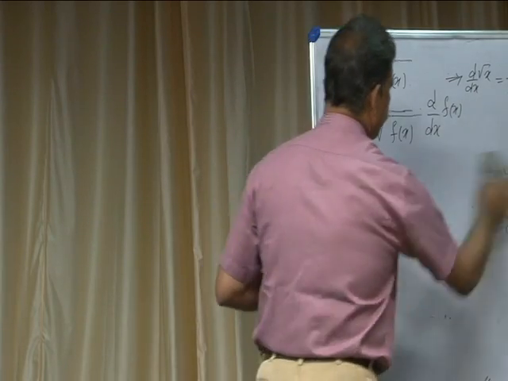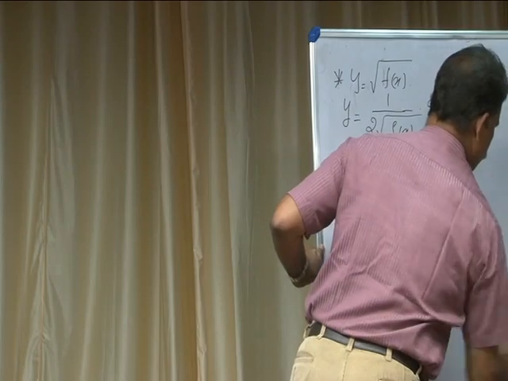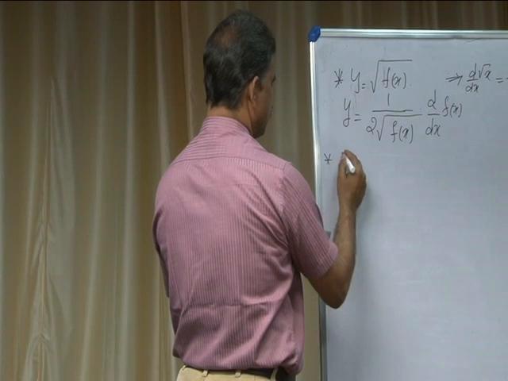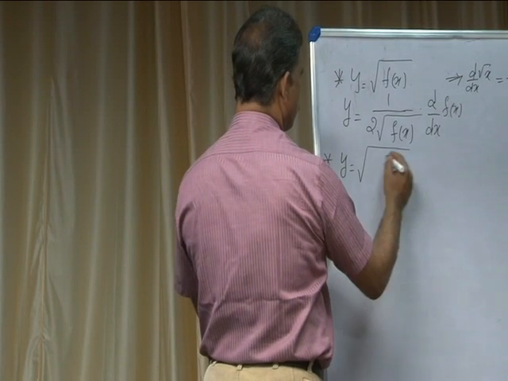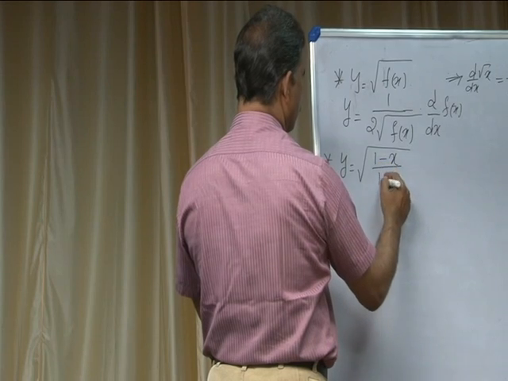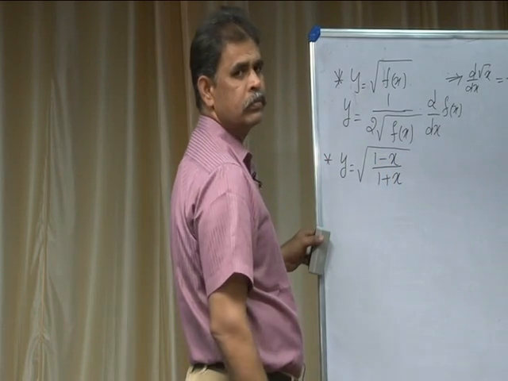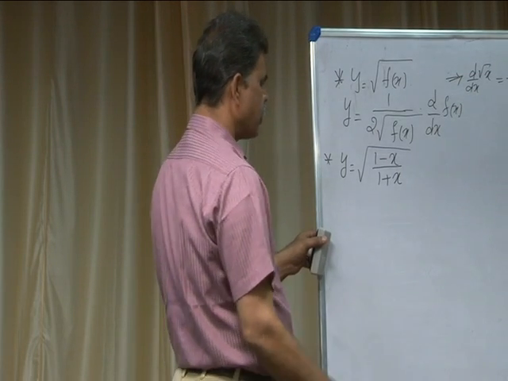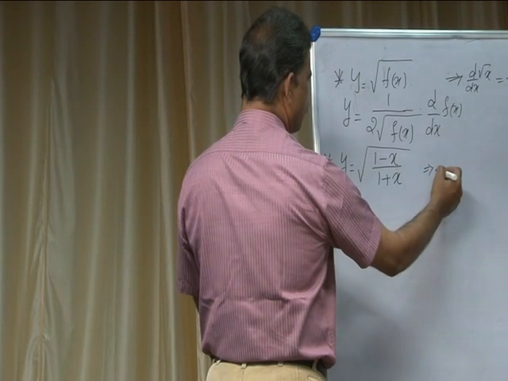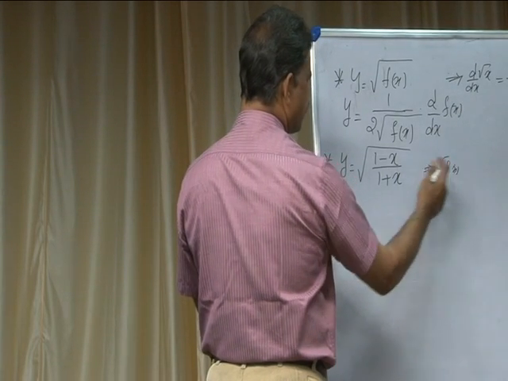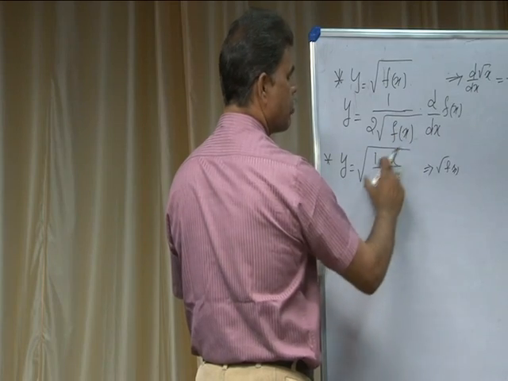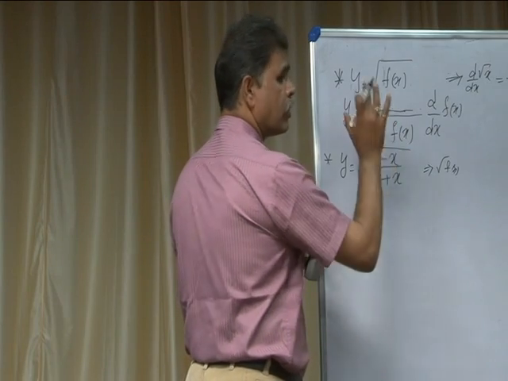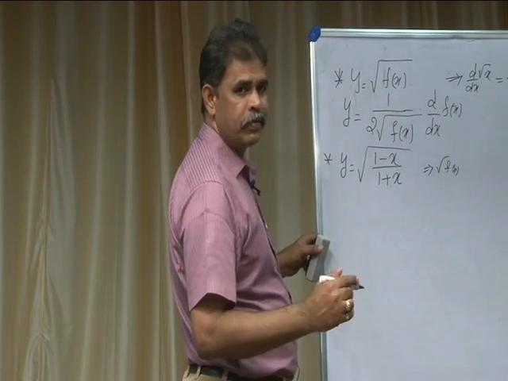See, y is equal to root of (1 minus x) by (1 plus x). Differentiation of root of (1 minus x) by (1 plus x). Basically, what form is it? It is of root function. The function may be a quotient, a product, a sum or a difference, whatever it may be; do not bother about this. You consider it as a function, root of function.